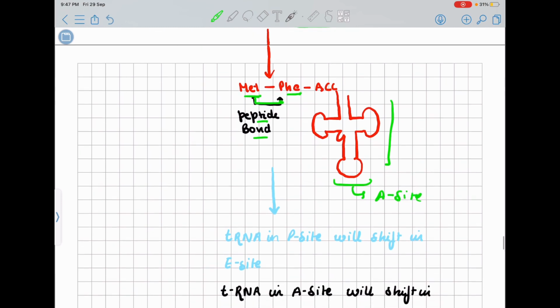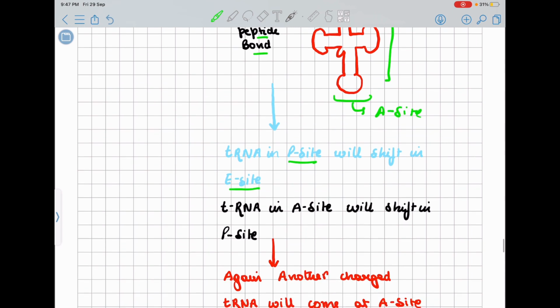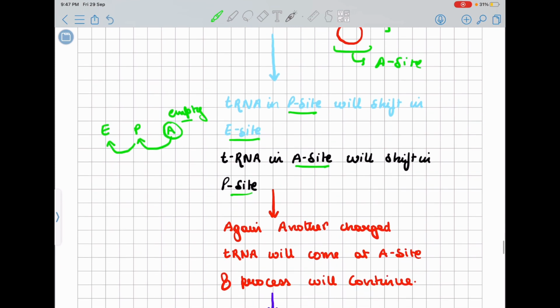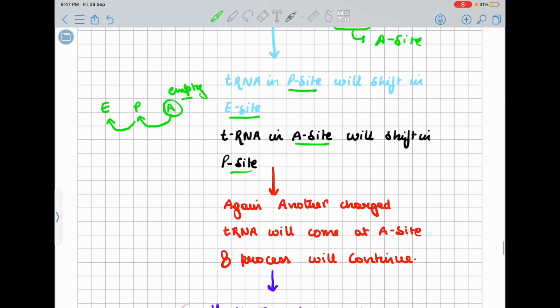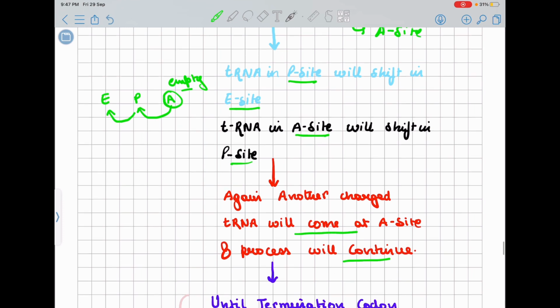Now, the tRNA which is present on P site will shift to E site, and the tRNA which is present on A site will shift to P site. So if this is A site, this is P site, and this is E site, what was present on A will shift to the P site, and what was present on P will shift to E site. So ultimately A site will be again empty, and it will be ready to accept another charged tRNA. So again another charged tRNA will come at A site, and the process will continue.